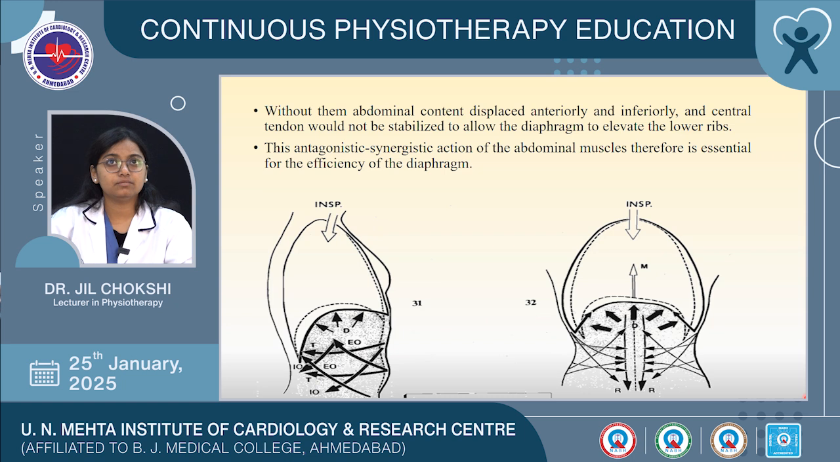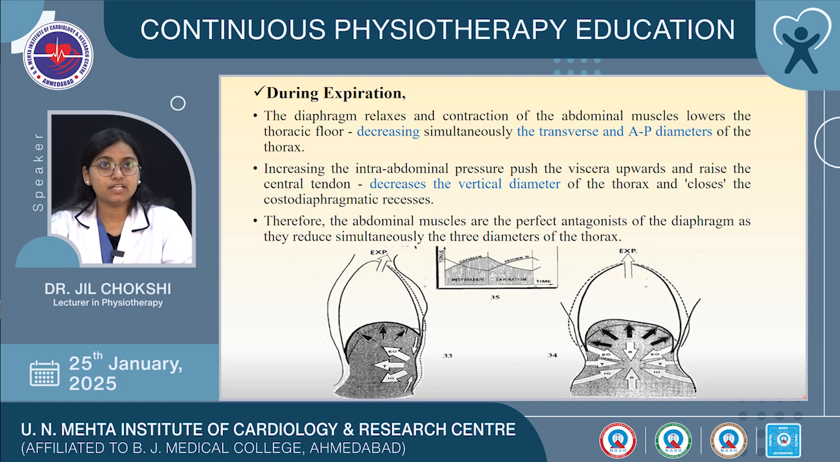Without these abdominal muscles, the abdominal contents displace anteriorly and inferiorly, and the central tendon would not be stabilized to allow the diaphragm to elevate the lower ribs. This antagonistic and synergistic action of the abdominal muscles is therefore essential for the efficiency of the diaphragm. During expiration, the diaphragm relaxes and the contraction of the abdominal muscles lowers the thoracic floor, which will simultaneously decrease the transverse and anteroposterior diameters of the thorax.